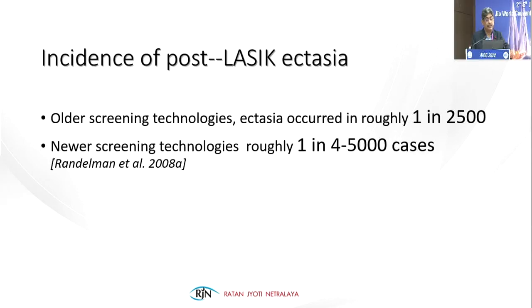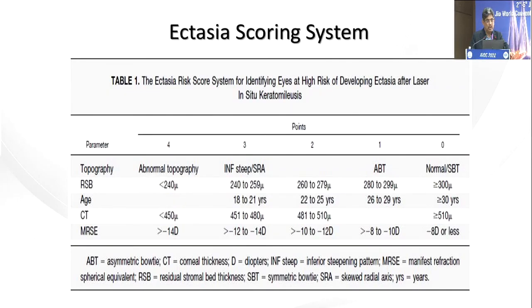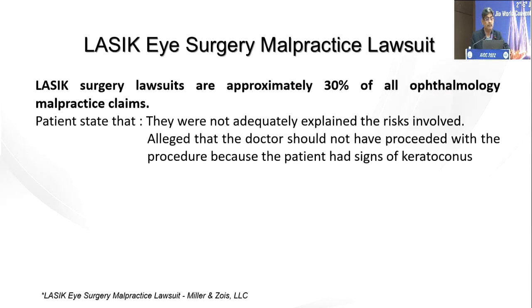So, what is the incidence? In the earlier days, when screening technology was not that advanced, the incidence was 1 in 2,500 cases. With newer screening technologies like Pentacam, it has come down to 1 in 4 to 5,000 cases. And now I think we are very, very cautious, so that has reduced, and is even less, I suppose. There is an ectasia scoring system. I think Dr. Bharti has already spoken about this, and I will go further.